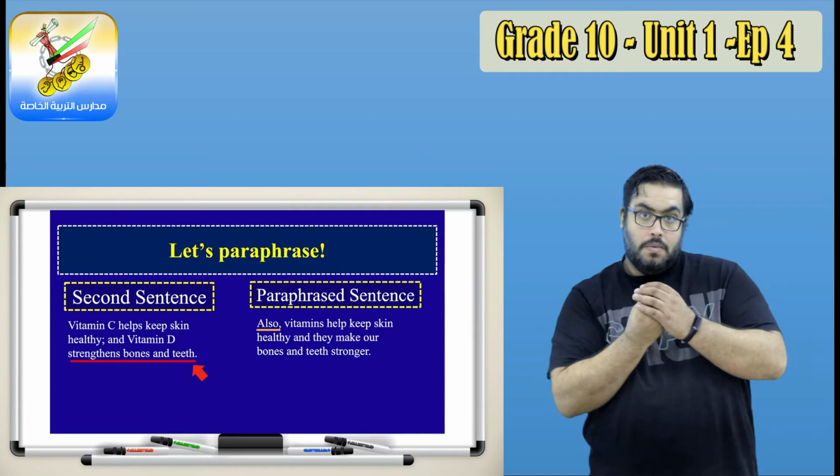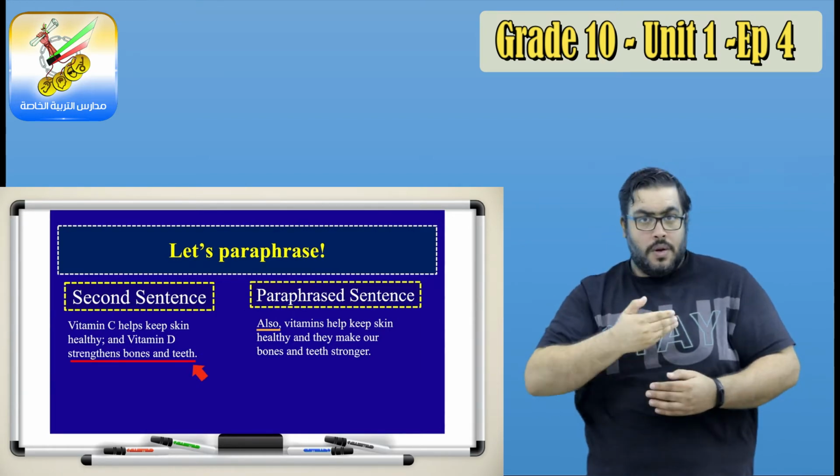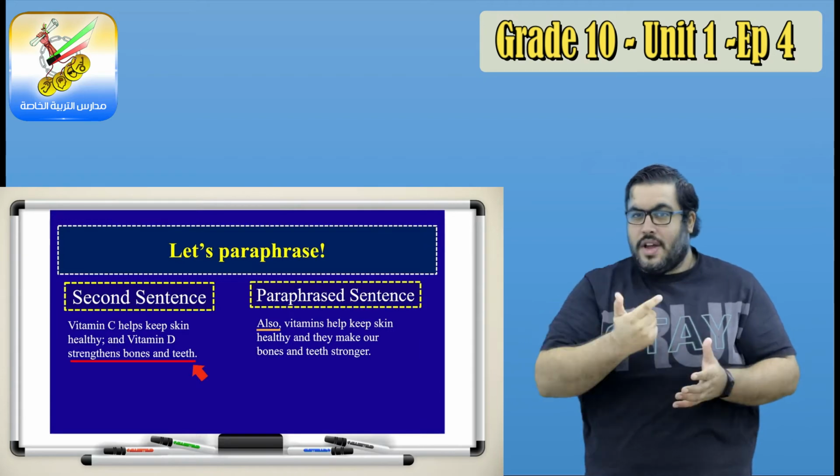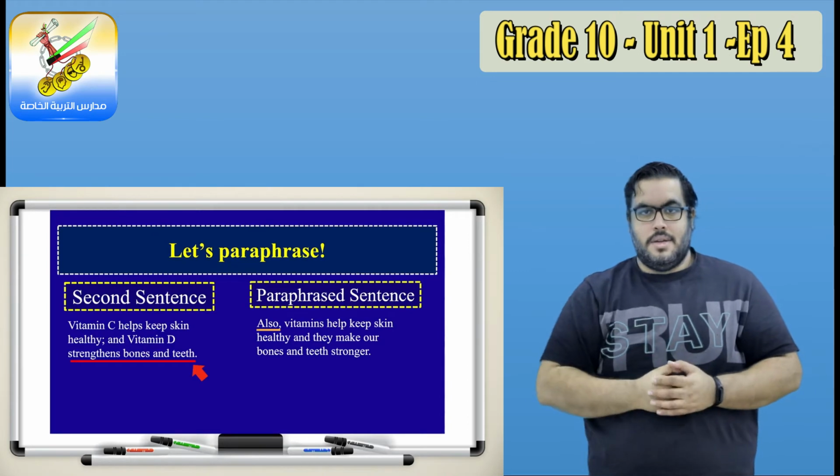Pay attention to this. In the beginning of our paraphrase sentence, we use the word also. This is a sequence word. Try your best to use these type of words in your summary to organize your ideas.